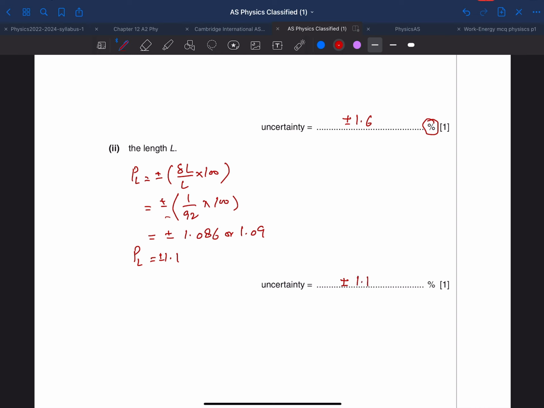So remember this thing, that we have to consider the values with appropriate uncertainties, with appropriate significant figures. So this is very important.